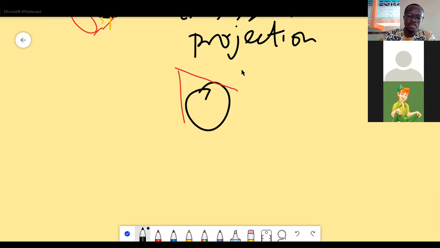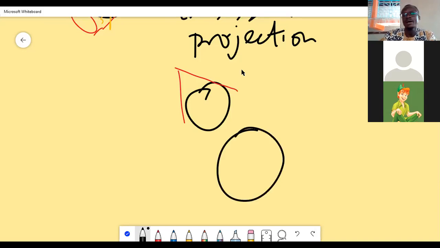Let me just show you on the board. So if I have this and I put a flat surface and I try to project, the whole idea of the projection is that you are projecting light rays, projecting the longitudes and latitudes onto the flat surface.